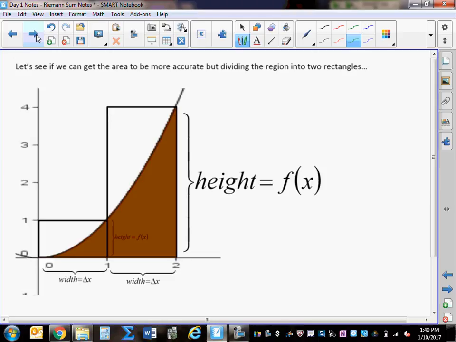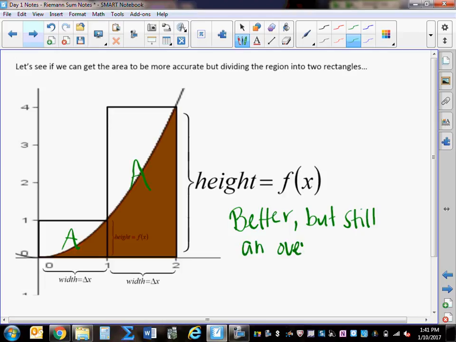Okay, so if we were to find the area using these 2 rectangles, then I would have to do the area of this rectangle plus the area of this rectangle to find our new approximation. Now again, this is going to be closer to the actual area, but still it is a pretty big overestimation. So this is better, but still an overestimation.